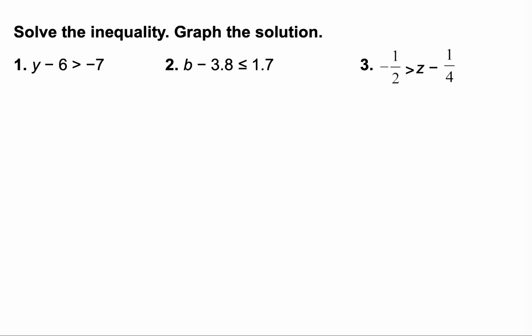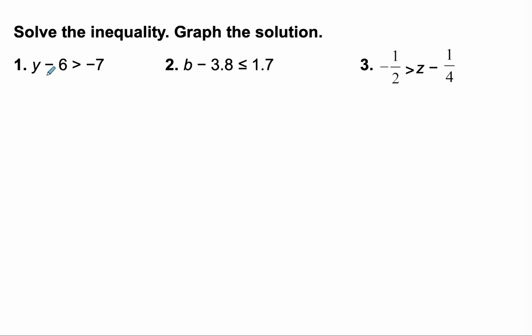All right, go ahead and pause the video. Try these 3 on your own. Note it does say to graph the solution, so you do need to make sure you're writing down a graph with your work. Okay, well, let's go ahead and check our answers.